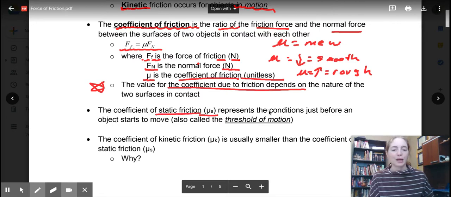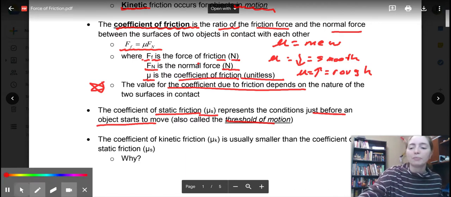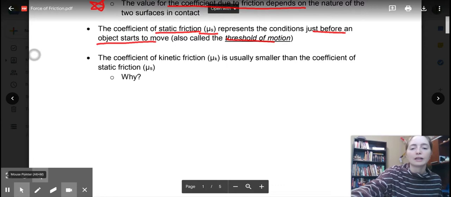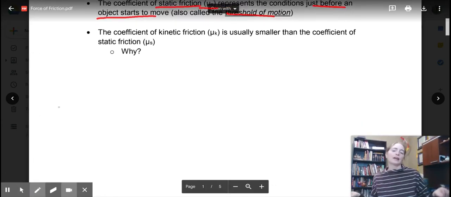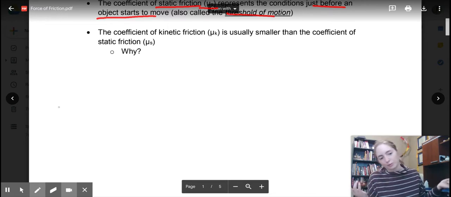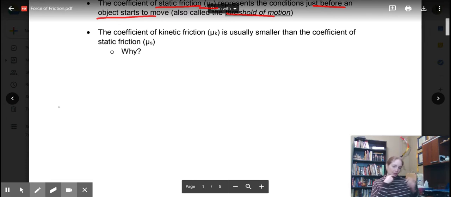Okay. So, ladies and gentlemen, we have your mu s, that's your coefficient of static friction, and it's going to be the conditions just before an object starts to move. Okay, and that's called our threshold of motion. Now, let's think for a minute here, guys, our little question here. Our coefficient of kinetic motion is smaller than the coefficient of static friction for the most part. Think about it for a second. I want you to think about why that may be the case.